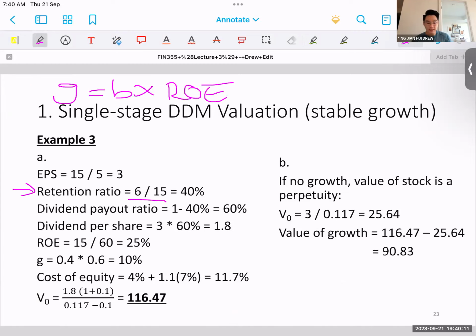We can calculate what is the dividend payout, because dividend payout is just 1 minus the retention ratio. And then we use this dividend payout and multiply by the earnings per share that we calculated, right? Because then we can calculate the dividends per share being paid out.